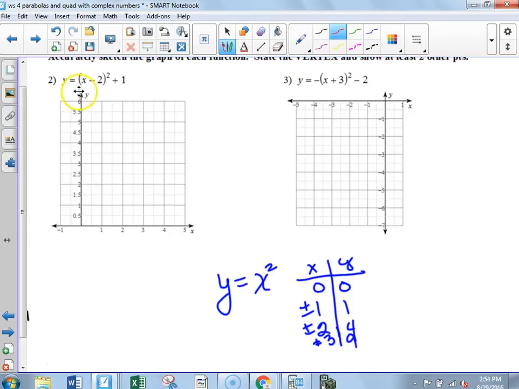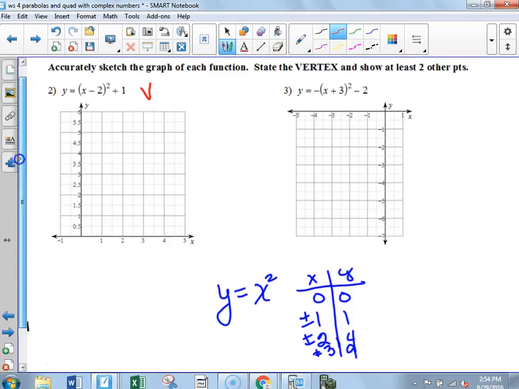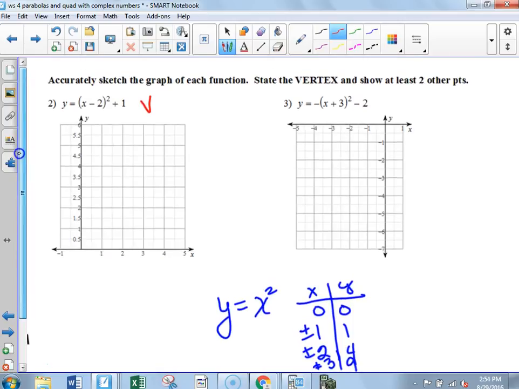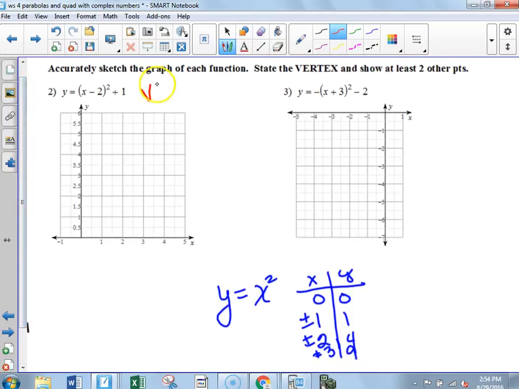So, where is the vertex on number 2? It says in the directions, accurately sketch, state the vertex, and show at least 2 other points. And you don't have to write ordered pairs for the other 2, they just need to be accurate. So we had 2, 1, everybody okay? We took the opposite in the parenthesis and not this guy, so we go 2, 1, put the dot. All right, that's the vertex.